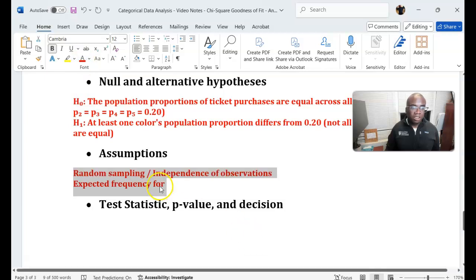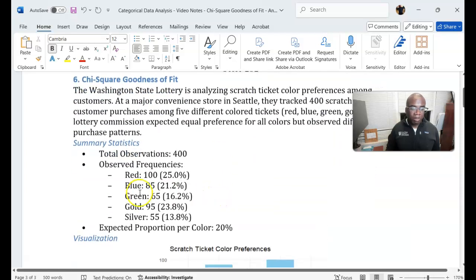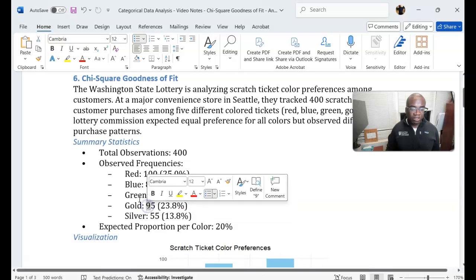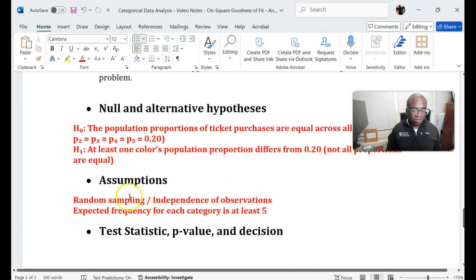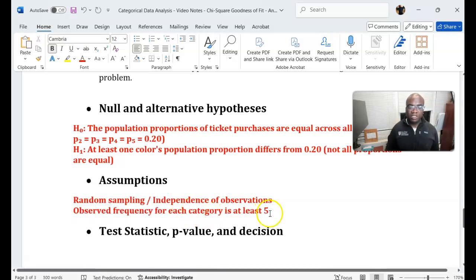And then in terms of our observations, we need to have at least 5 within each category. And so this is actually kind of confusing. So expected frequency for each category is at least 5. What I'm trying to say here is that my observed data has at least 5. So there needs to be at least 5 in each of these categories. Okay. I'll just change the wording so that it's not confusing. Observed frequency for each category is at least 5.